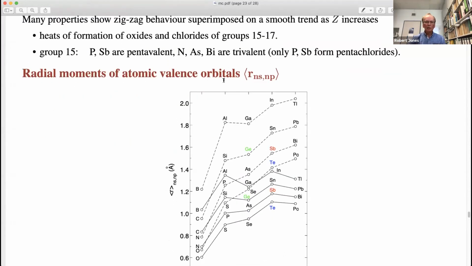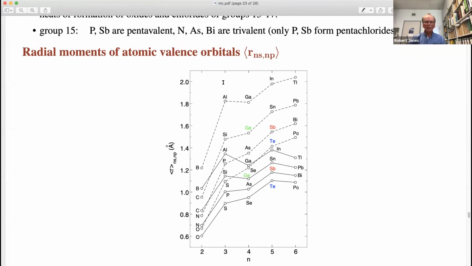Now, you can see this if you look at the atomic orbitals of the elements involved. I've got here the main group elements, and we can look at just how these are expectation values, if you wish, of how big this orbital is in one number.